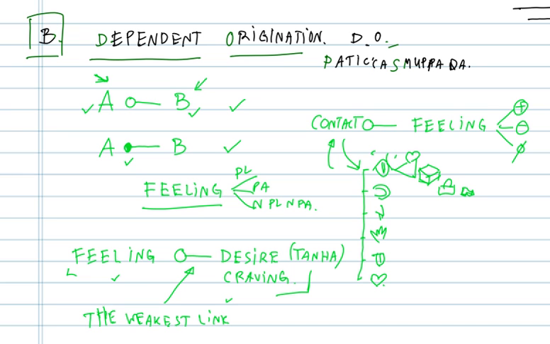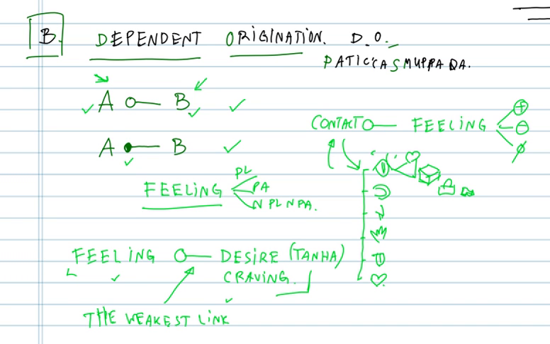He said this. I'm gonna write those in terms of a diagram. He said, when this exists, that comes to be. With the arising of this, that arises. When this doesn't exist, that does not come to be. With the cessation of this, that ceases.